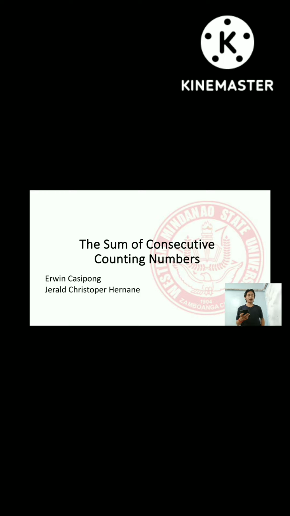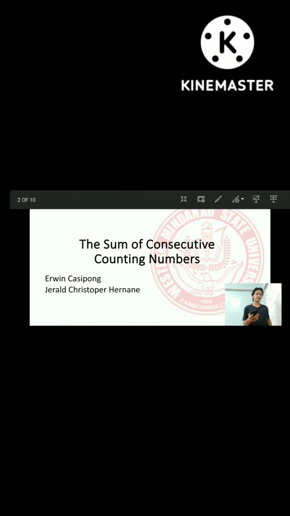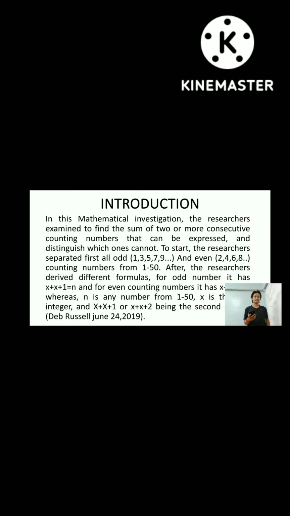The title of our investigation is the sum of consecutive counting numbers. In this mathematical investigation, the researchers examined how to find the sum of two or more consecutive counting numbers that can be expressed, and distinguish which ones cannot. To start, the researchers first separated all odd numbers, the 1, 3, 5, 7, 9, and even numbers, which are the 2, 4, 6, 8, counting numbers from 1 to 50.